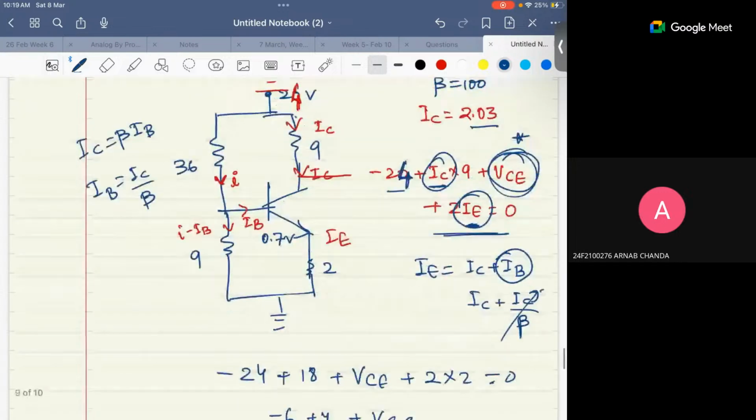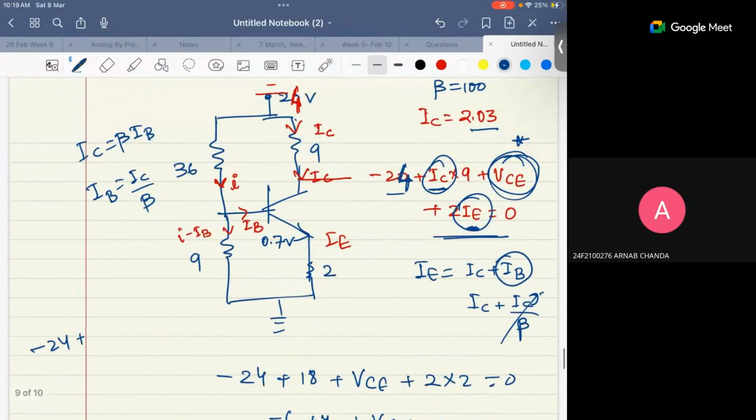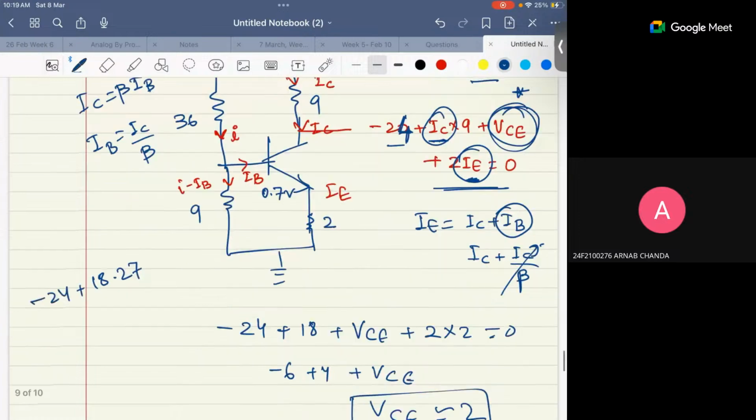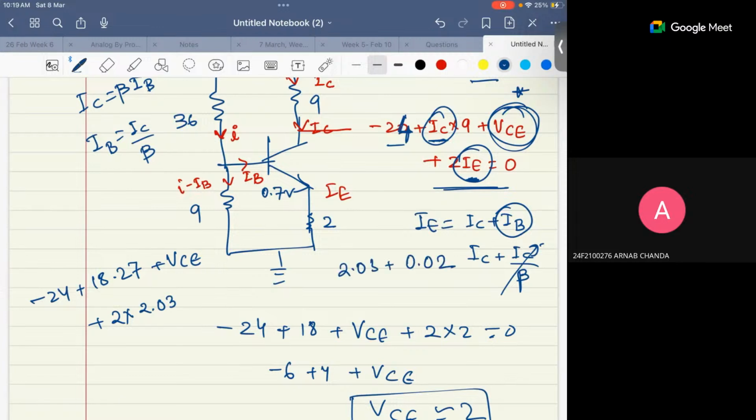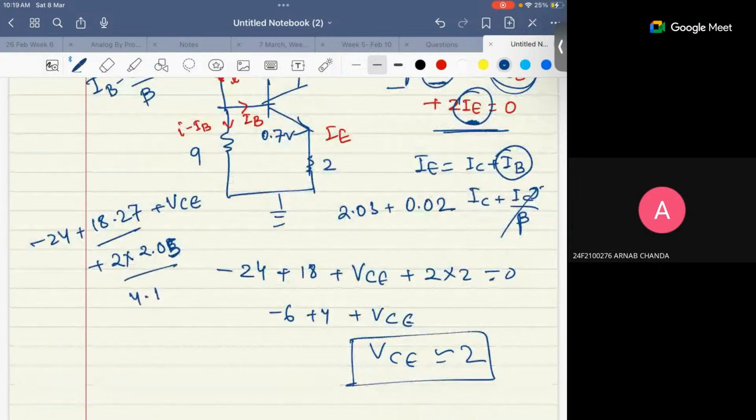Okay, calculate precisely. Then IC you were getting 2.03, right? Then minus 24 plus 9 times 18 and 9 times 20, so 18.27, plus VC, plus 2 times 2.03. 2.03 plus 0.02, if you add it will be 0.25 or something like that. So you are left with 4.1 plus 18.27, that is 22.10, right? It is coming out to be lesser than that.